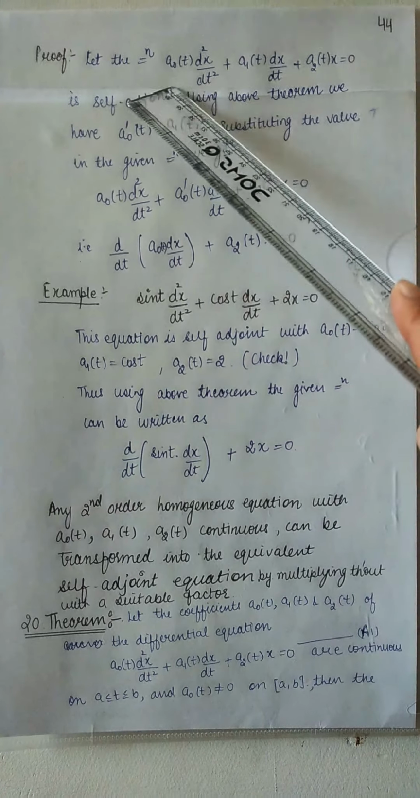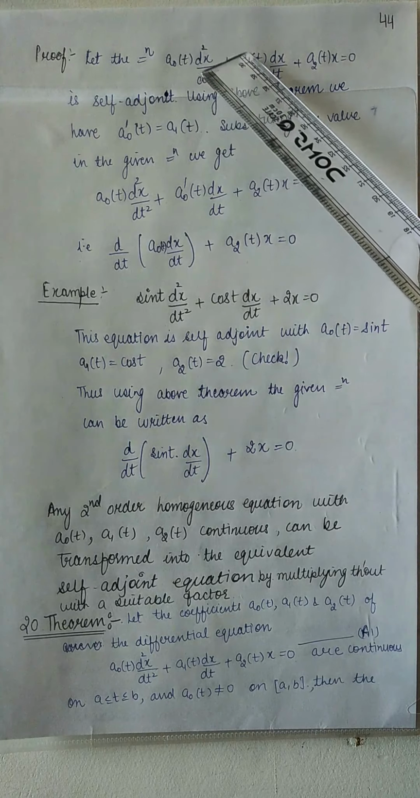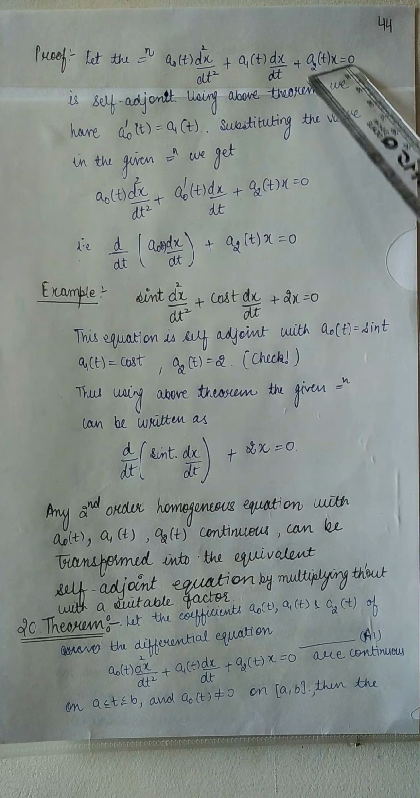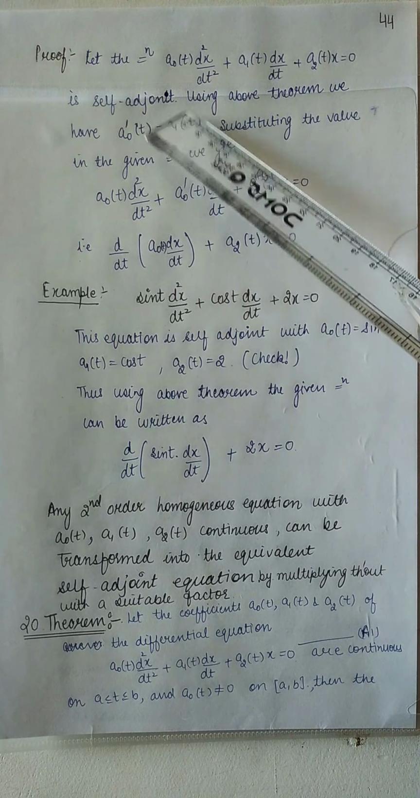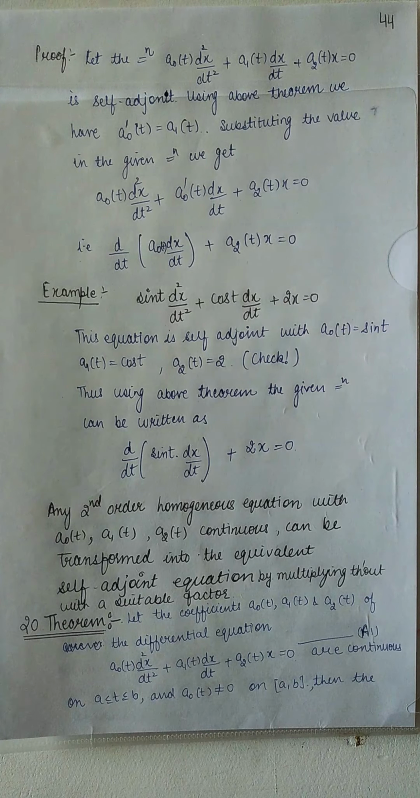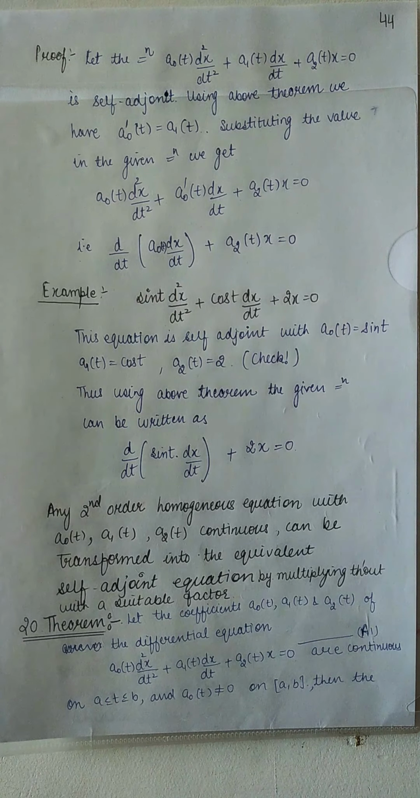Let the equation A naught(t) d²x/dt² + A1(t) dx/dt + A2(t) x = 0 be self-adjoint. Now using the previous theorem, we have the necessary and sufficient condition for the equation to be self-adjoint, and it means that A naught dash(t) is equal to A1(t), because the given equation is self-adjoint.